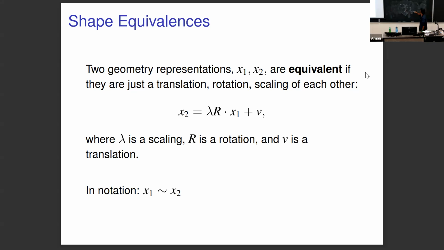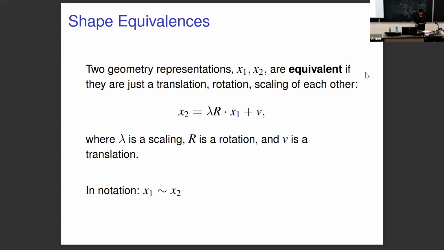This equivalence in mathematical notation is denoted by a tilde sign. So if we want to say that x1 is equivalent to x2, we just write that, right? This is an equivalence relationship between x1 and x2, which means that they are equivalent to each other.